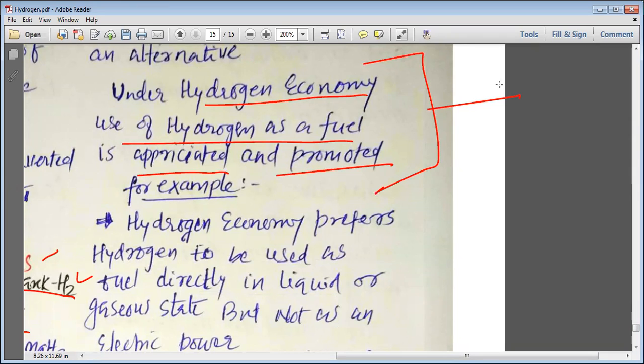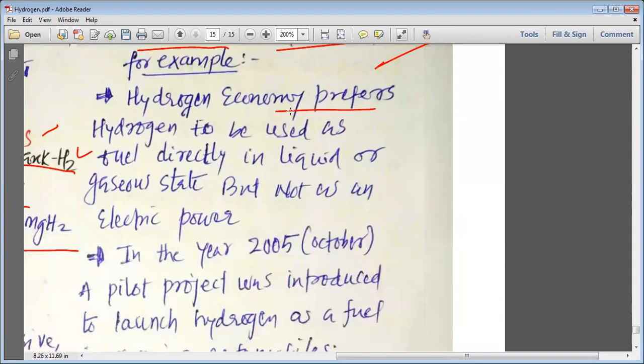So various countries and governments appreciate and promote the use of hydrogen as a fuel under the hydrogen economy. Hydrogen economy prefers hydrogen to be used as a fuel directly in the liquid or gaseous state, but not as an electric power. So, my dear students, under the hydrogen economy, it is important to use hydrogen as a fuel directly. It does not prefer the use of hydrogen to produce electricity, and then electricity is used as a power.